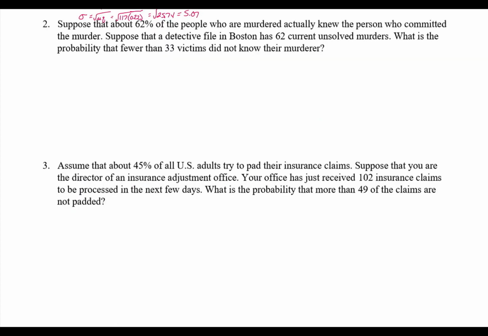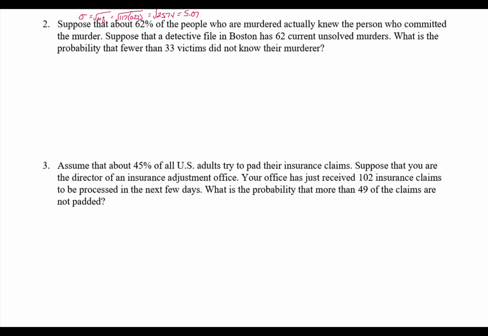Alright, so let's look at another example. Suppose that 62% of the people who were murdered actually knew the person who committed the murder. Suppose that a detective file in Boston has 62 current unsolved murders. So we want to know, what is the probability that fewer than 33 victims did not know their murderer?